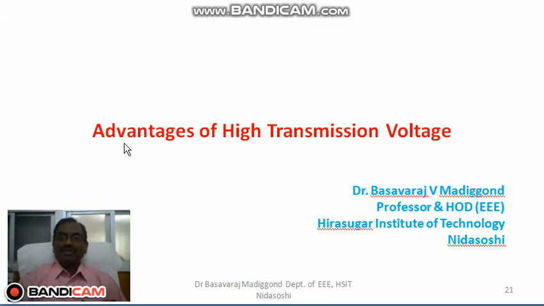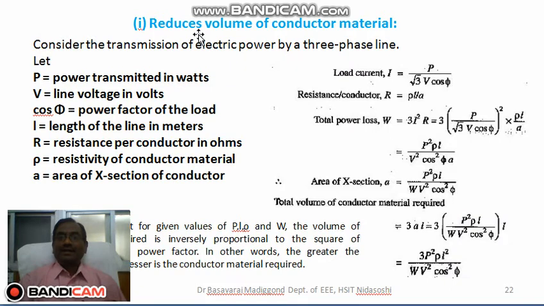Today we shall discuss the advantages of high transmission voltage. Okay, let us go to the first one. The first advantage is that high transmission voltage reduces the volume of the conductor material that is being used.